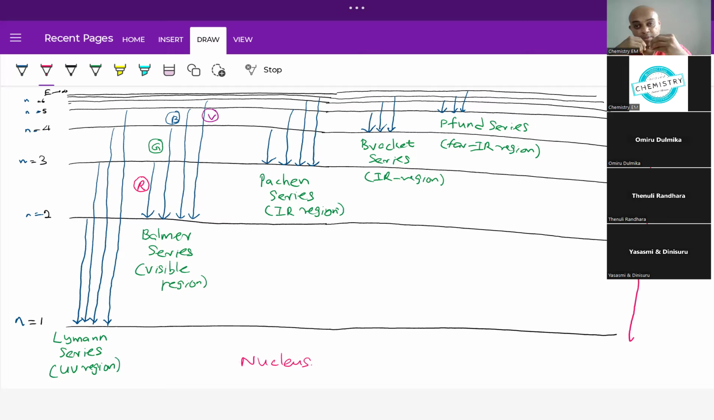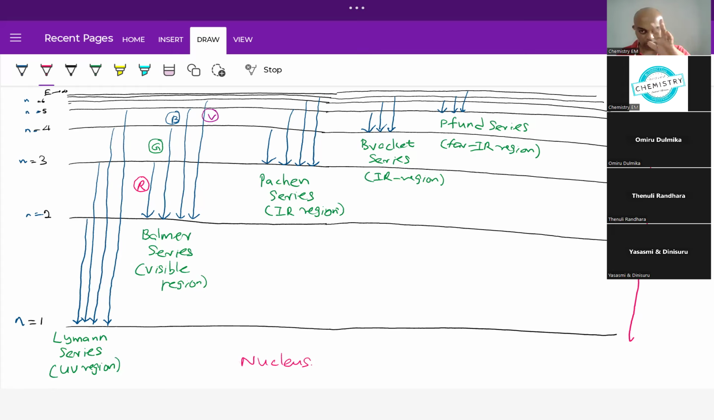What happens in the absorption spectrum? The arrows are coming from low energy levels to high energy levels. So arrows will be in the opposite direction if it is an absorption spectrum. So this is an emission spectrum I'm talking about. The emission spectrum is from high energy levels to low energy levels, and the absorption spectrum is from low energy levels to high energy levels. Right?